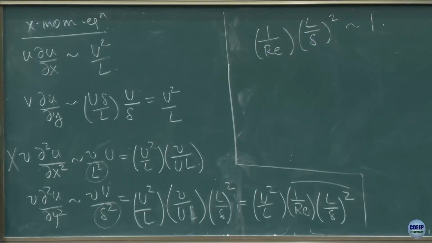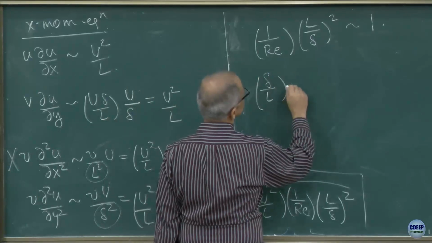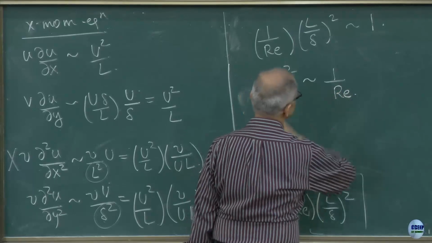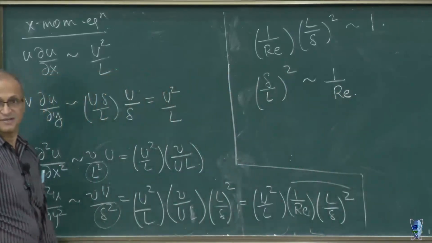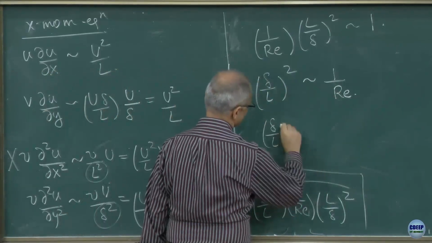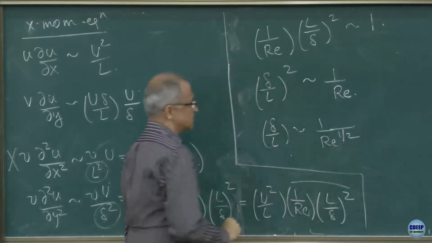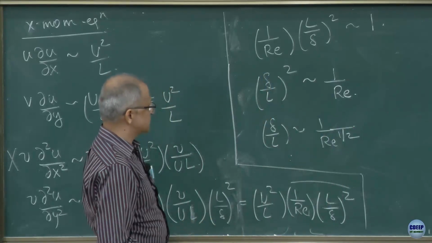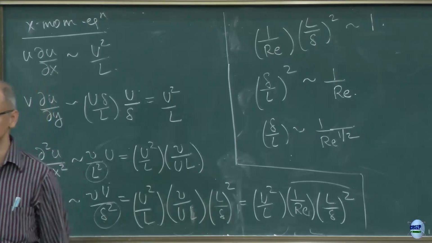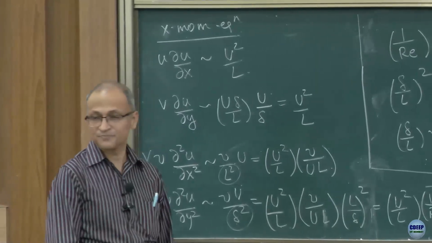So that means that delta by L squared is of order of 1 upon Re. Or delta by L is Re to the power of half, square root of Re. So in some sense, you've gotten the scaling of delta right away. You know that boundary layer thickness grows as the square root of Reynolds number.